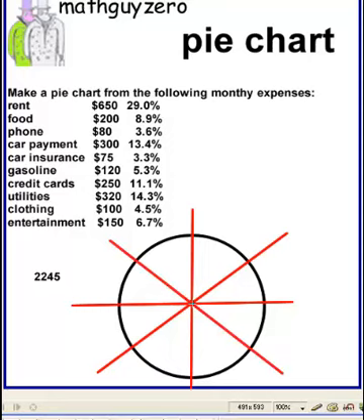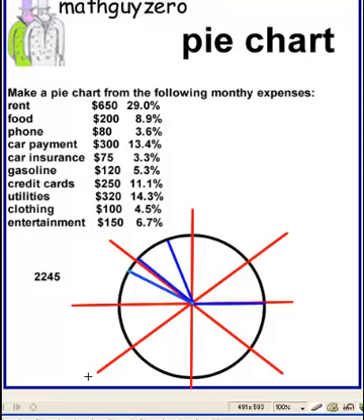Okay, the rent is 29%. So straight up here would be 25%, so we need 4% out of here. So that's going to be right about there. The next one is going to be about 9%. So that's going to be from here to right about there. And the next one's 3. That's going to be a little one.